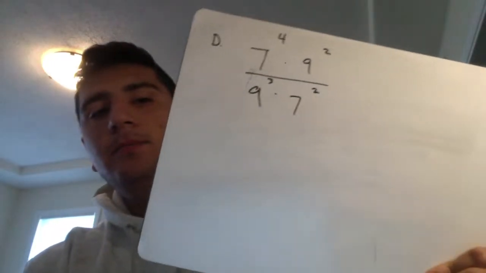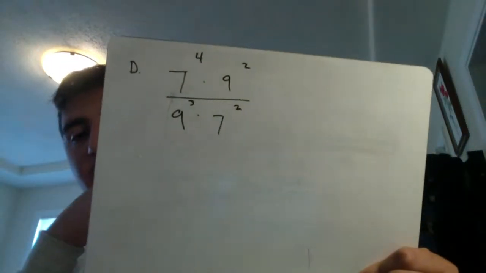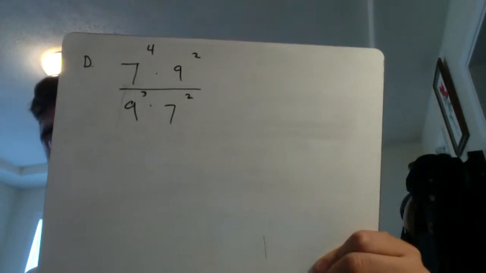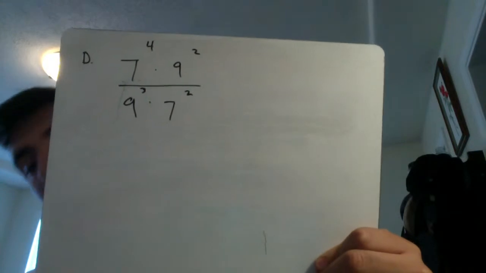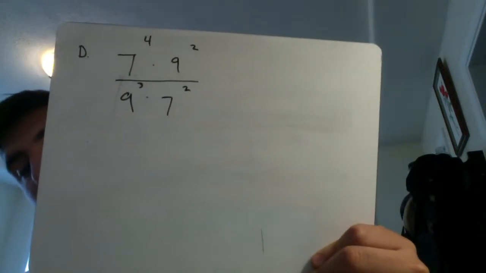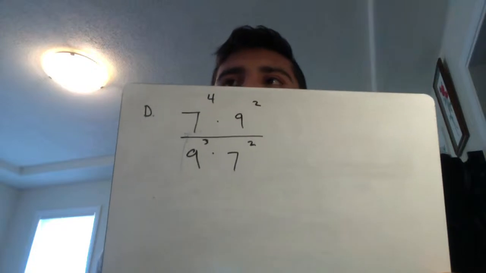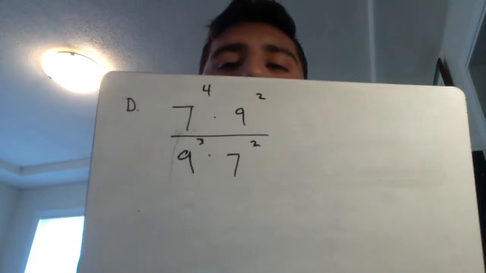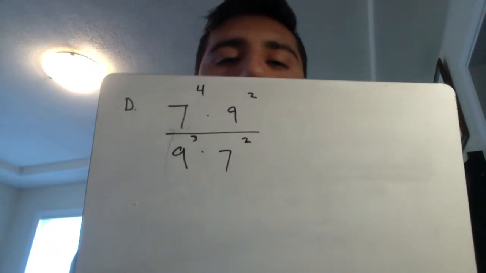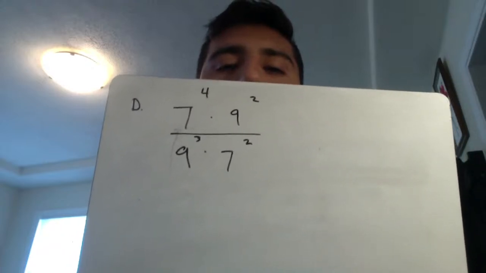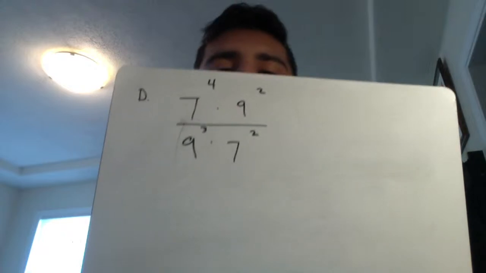Okay, in this problem, we have 7 to the 4th power times 9 to the 2nd power. And then we have 9 to the 3rd power over 7 to the 2nd power. So how do you guys think we can simplify that? Can we use the quotient rule? Can we expand out the numerator and can we expand the denominator?